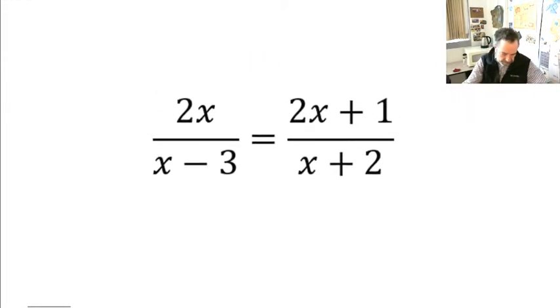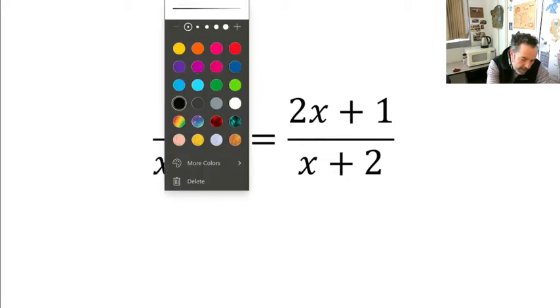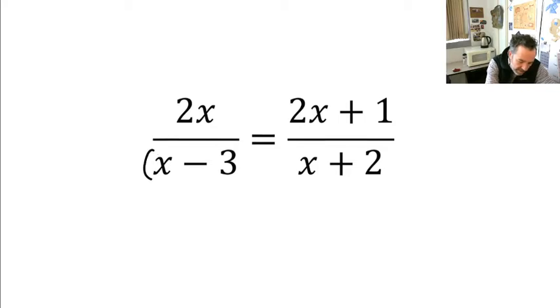I caution you that these denominators are binomials, right? There's two different terms. There's an x and a negative 3, there's an x and a positive 2. And because I see these for the binomials that they are, it's probably a good idea for me to put parentheses around these like this, right?